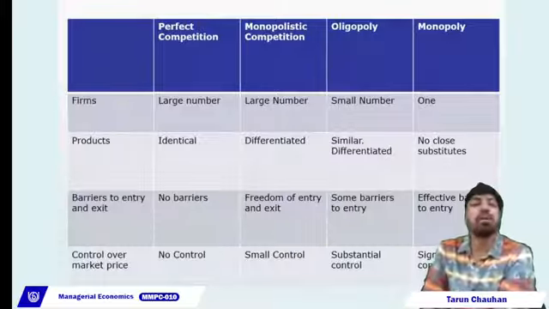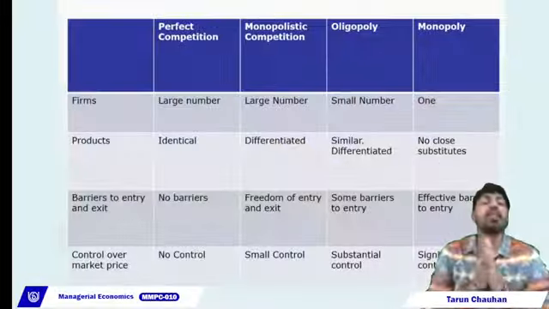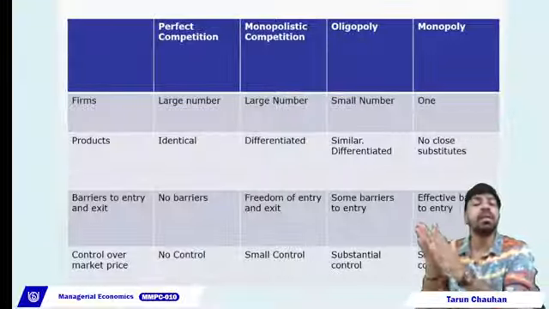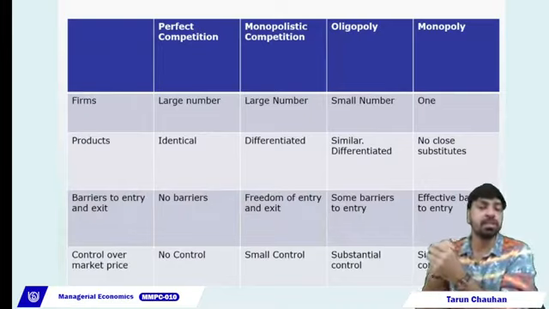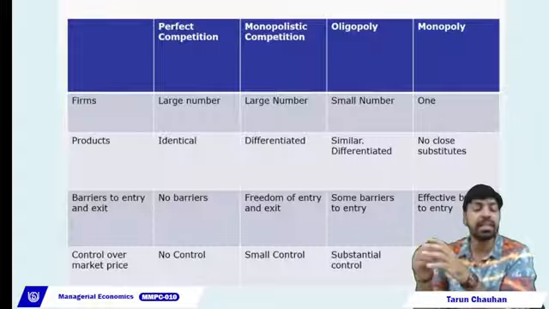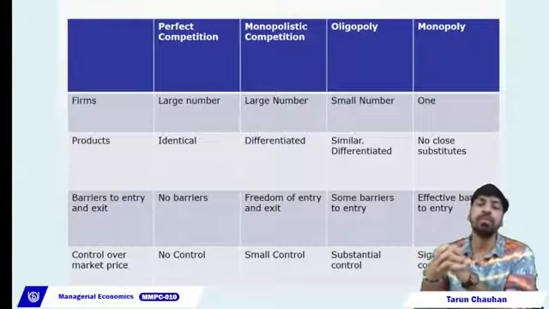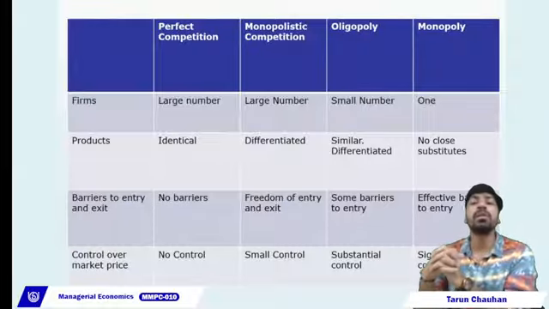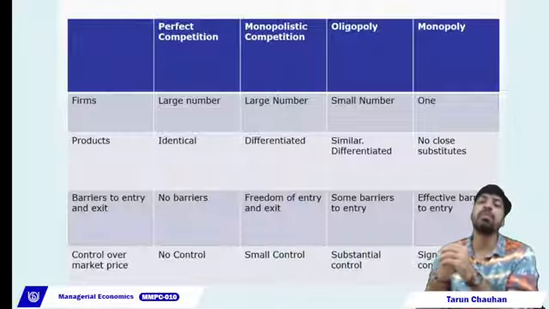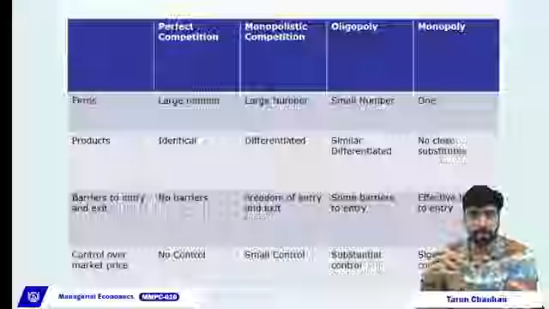When we talk about the products, what type of products are there under these forms of market? Under perfect competition, identical products, that means the same category of products will be sold. In monopolistic competition, differentiated or, in certain situations, identical products will be sold. In oligopoly, similar or differentiated products will be sold, and in monopoly, no close substitutes of the products would be available.